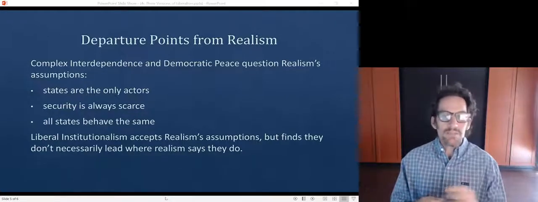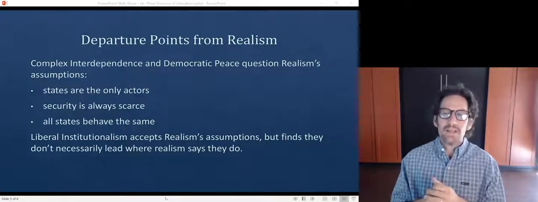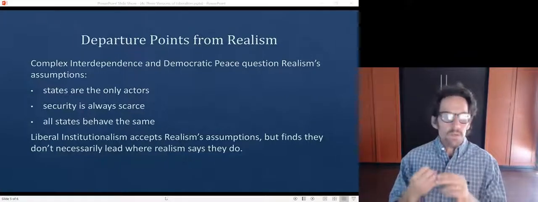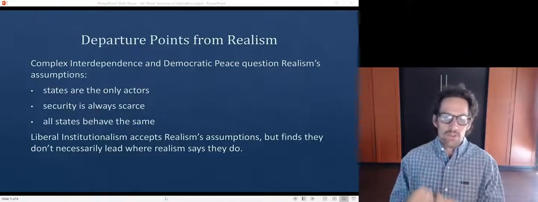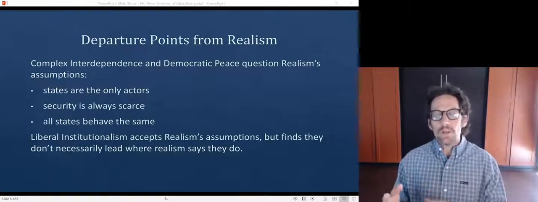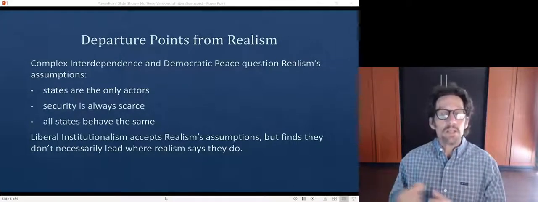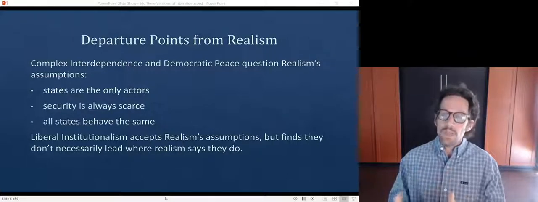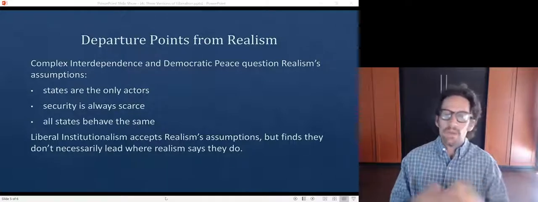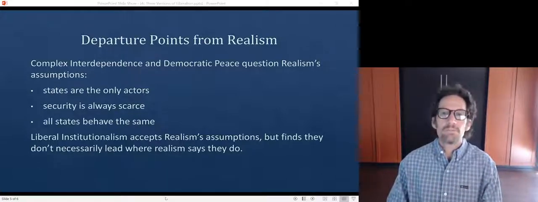Liberal institutionalism takes almost the exact opposite tack in arguing with realism. What liberal institutionalism says is, we will accept all of your assumptions. States are rational, they're concerned for their security, it's a self-help world, they find themselves in a security dilemma. We'll take all of your assumptions, but we're going to show that they don't necessarily lead where you say they do. If we take all of your assumptions and show that they don't lead to the conclusions you say, then we feel like we've made a pretty good case.